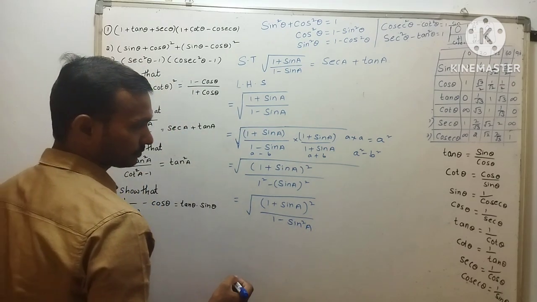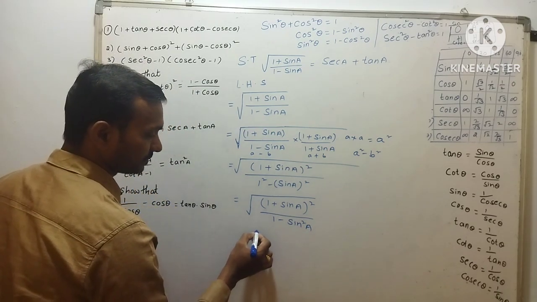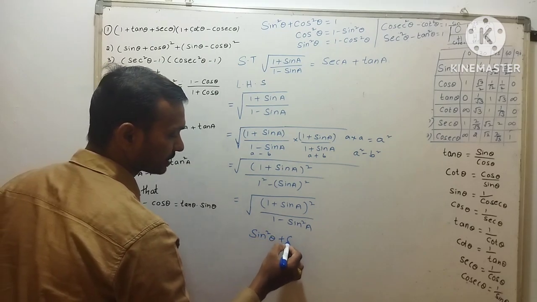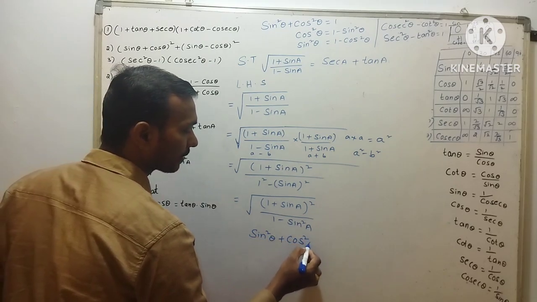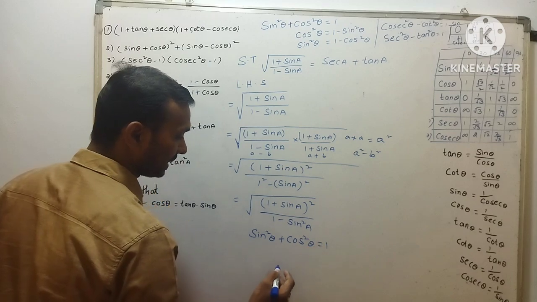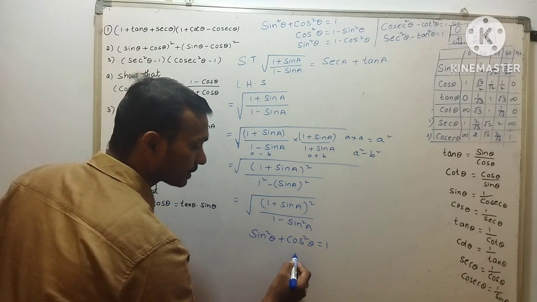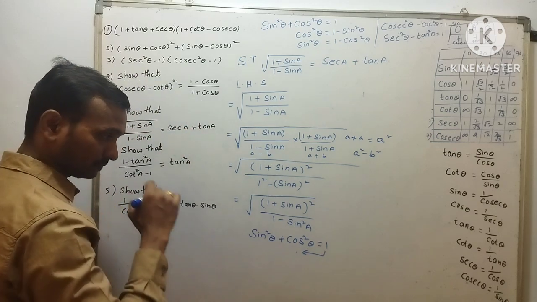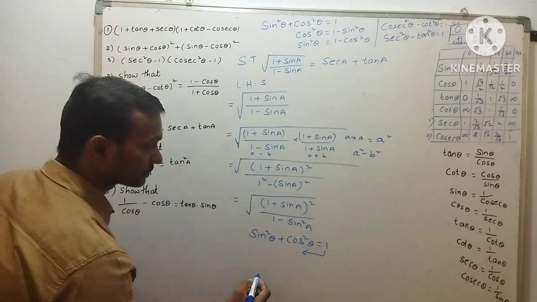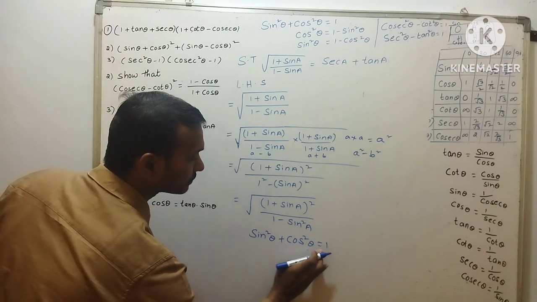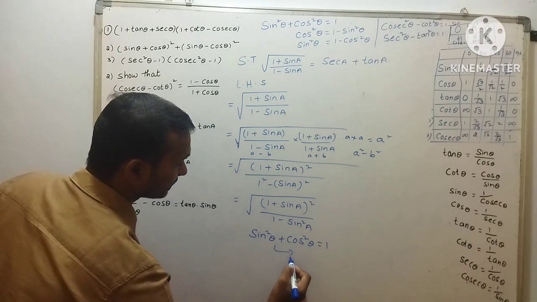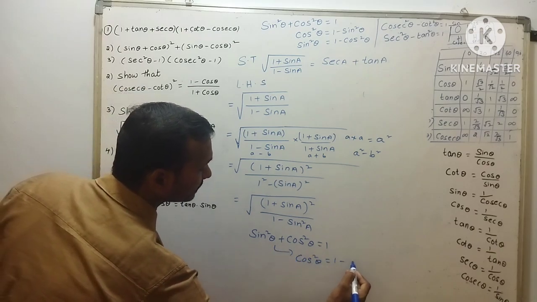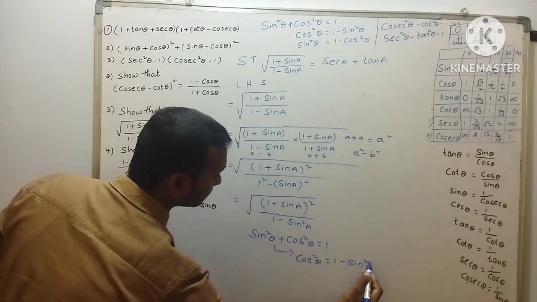So we know that sin square theta plus cos square theta is equal to 1. From that we can derive, if you bring 1 to left side, take this sin square to right side, that is cos square theta is equal to 1 minus sin square theta.